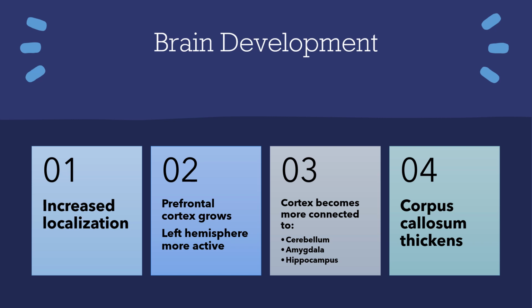The hippocampus is a structure that's very important for memory. It's essentially helping to encode new memories throughout the day as we learn new information. It's kind of being stored away in the hippocampus, where it'll eventually be dispersed out to the rest of the brain. So all of those structures are starting to connect more to the cortex.